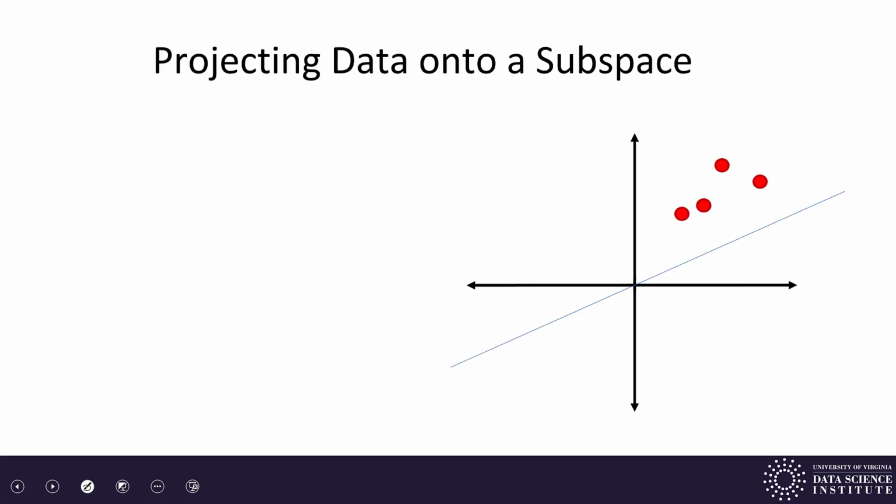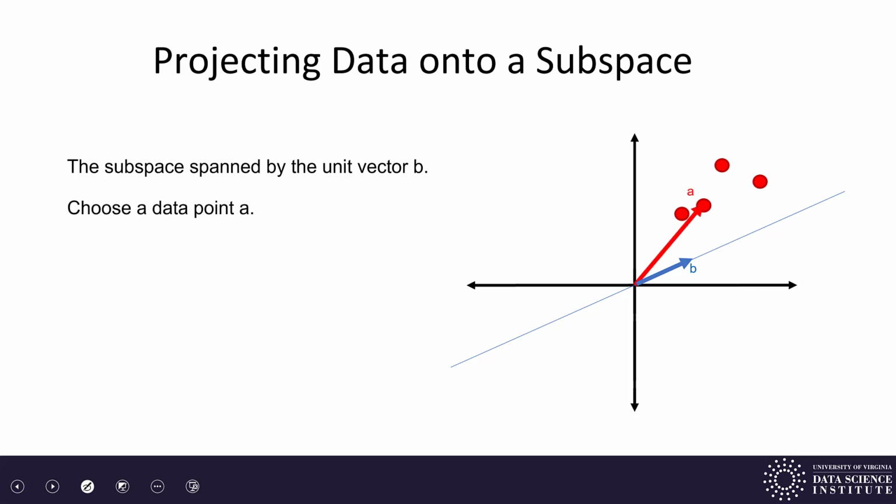So if we want to project onto a subspace, we have 4 red data points here that we're showing, and we have a blue line which represents our subspace that we want to project onto. What we do is we get a unit vector that's going to span our subspace. It's a one-dimensional subspace, so we only need one vector to span it, and we'll call that B.